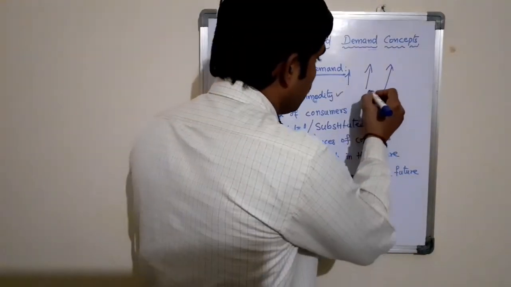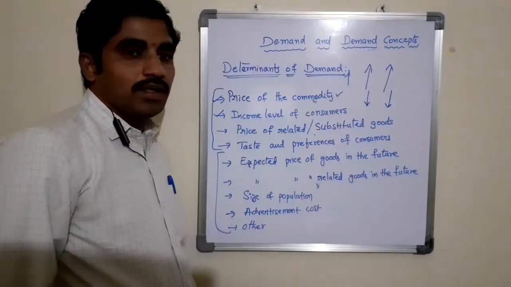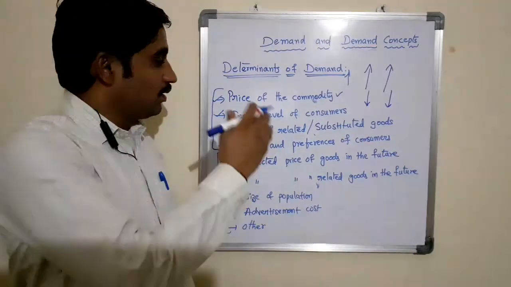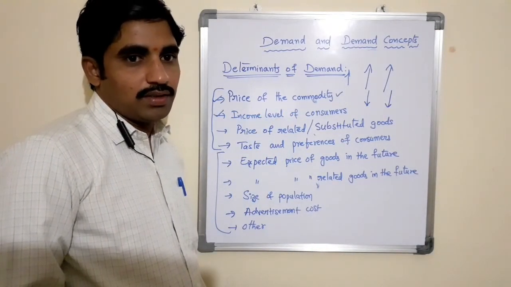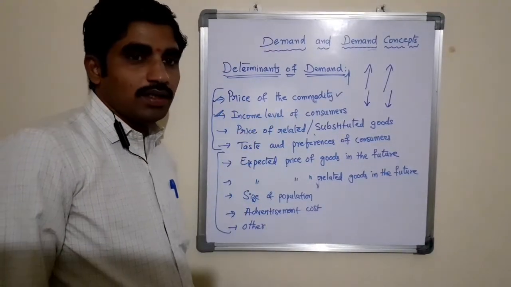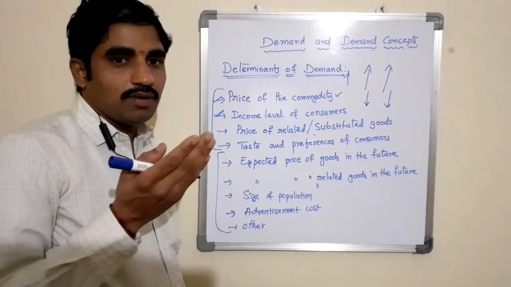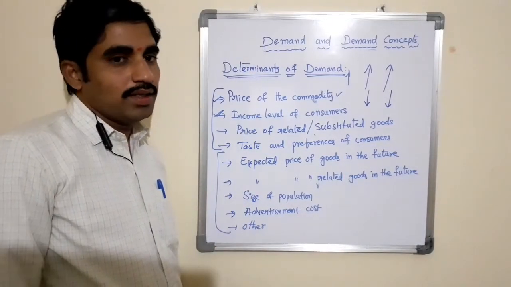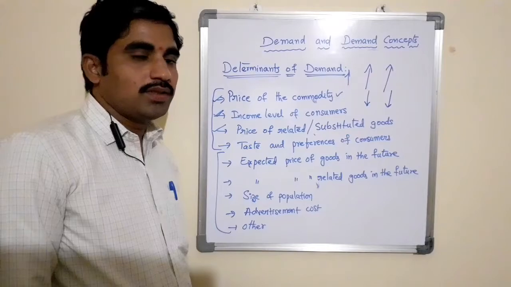If there is a decrease in the income level of the consumer, there is a decrease in the quantity demand of a commodity. It means that there is a positive relationship between the income level of the consumer and the quantity demand of a commodity, unlike the price of the commodity. As the income level of the consumers increases, there is an increase in the quantity demand of a commodity and vice versa. And the third one is prices of related goods or substitute goods.